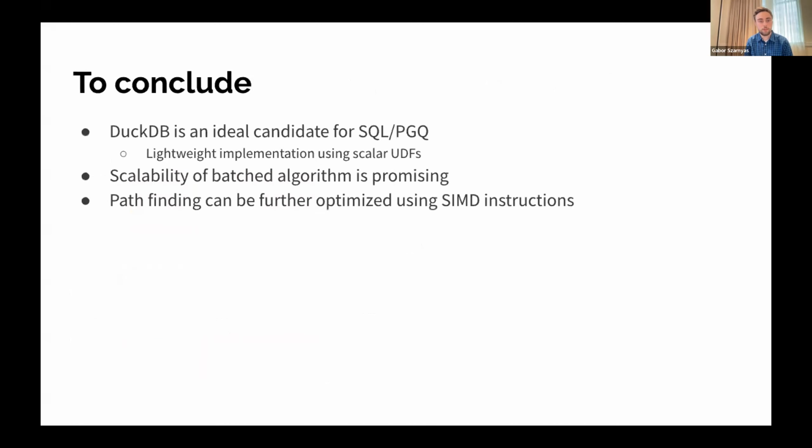So to conclude, DuckDB is an ideal candidate for the SQL PGQ implementation. It's lightweight using the scalar UDX. Scalability of the batched algorithms is promising, and we can further optimize it using SIMD instructions and other ideas we're currently exploring. Thank you for your attention.